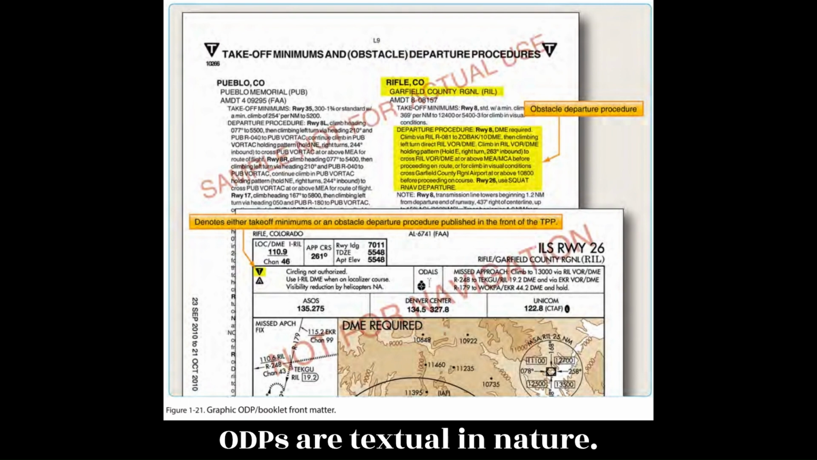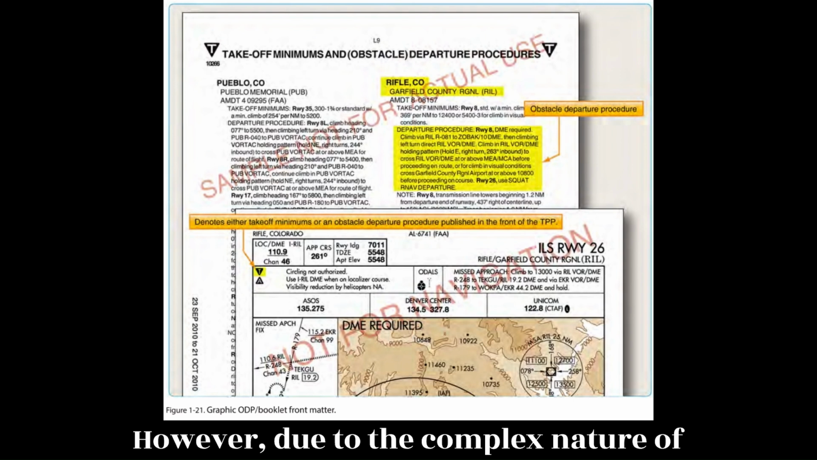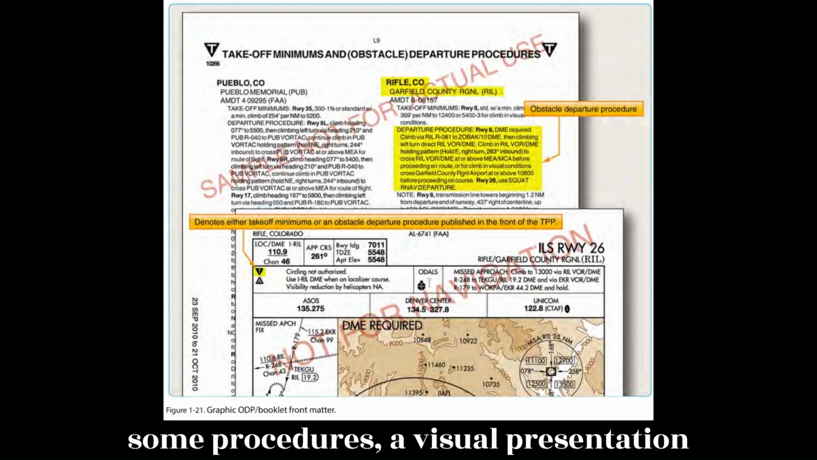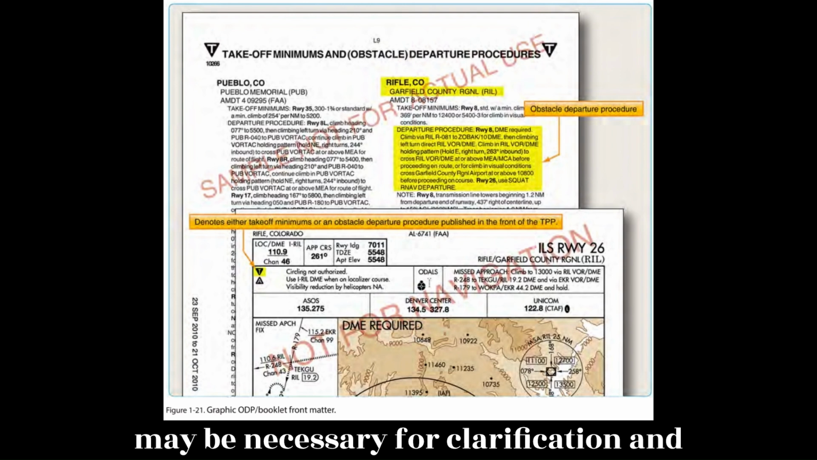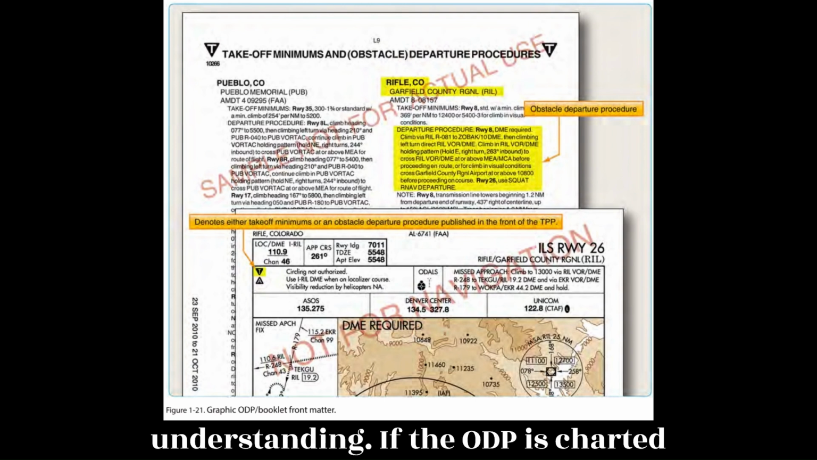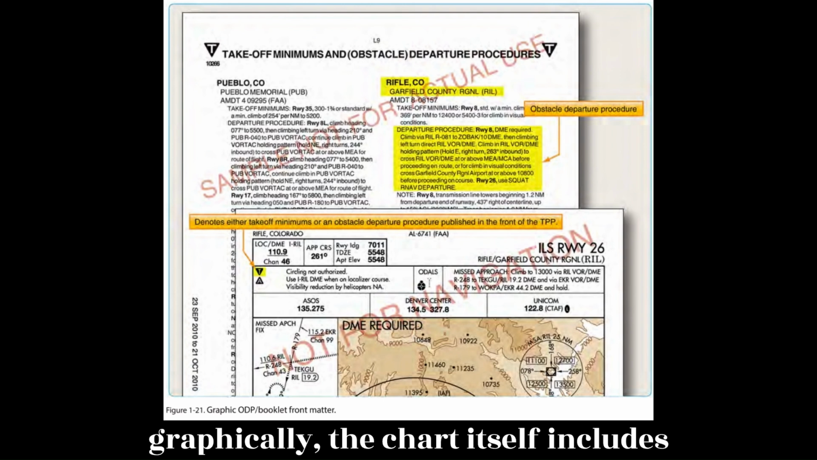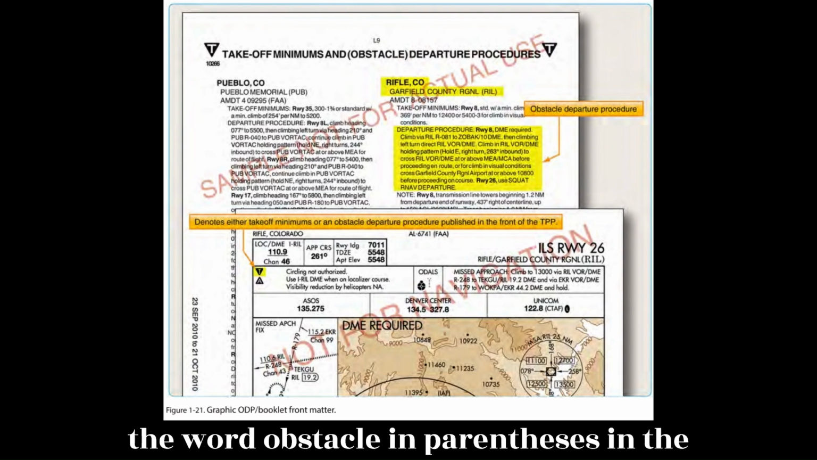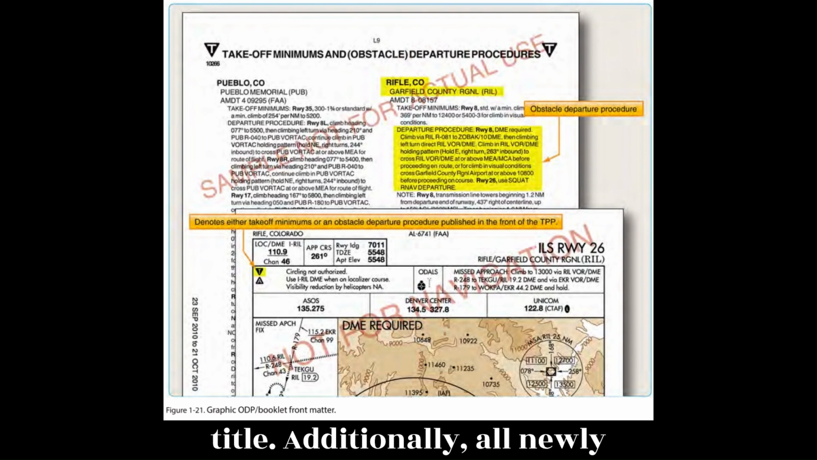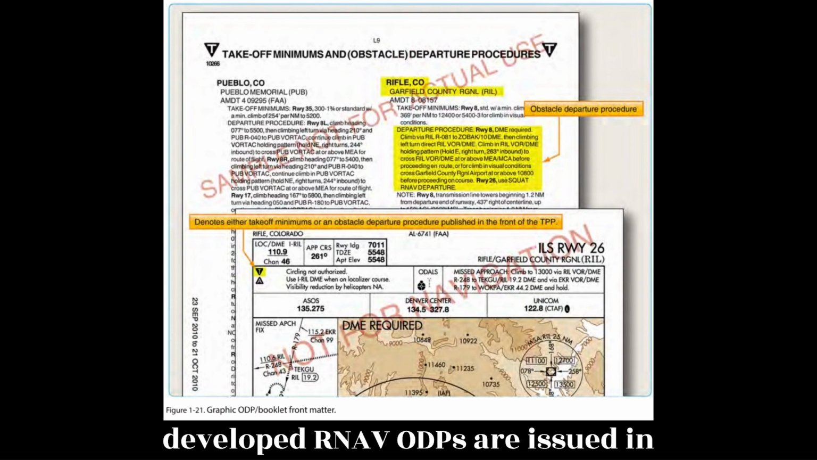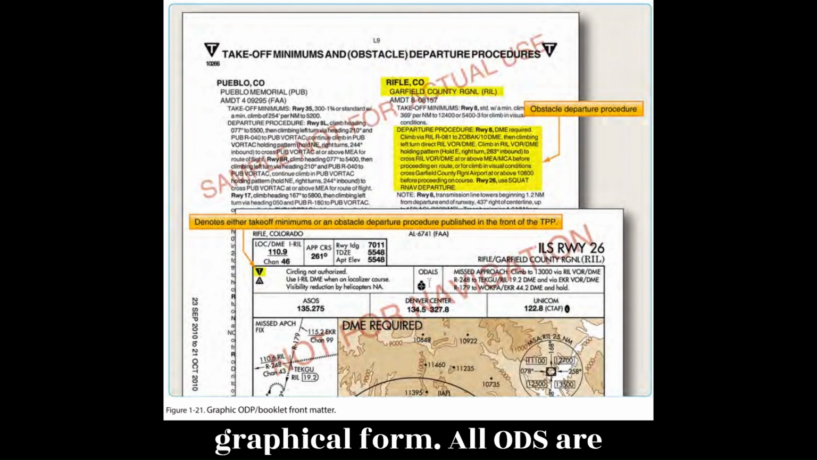ODPs are textual in nature. However, due to the complex nature of some procedures, a visual presentation may be necessary for clarification and understanding. If the ODP is charted graphically, the chart itself includes the word obstacle in parentheses in the title. Additionally, all newly developed RNAV ODPs are issued in graphical form.